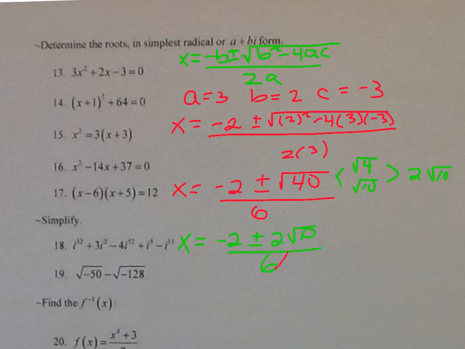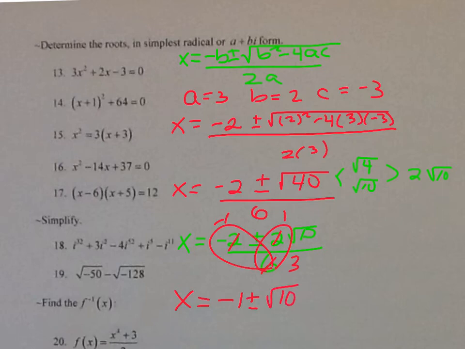Now we want to reduce. Everything reduces by 2. This becomes negative 1. Watch the sign. 1 and 3. So x equals negative 1 plus or minus the square root of 10, over 3. I don't need that 1 in front.